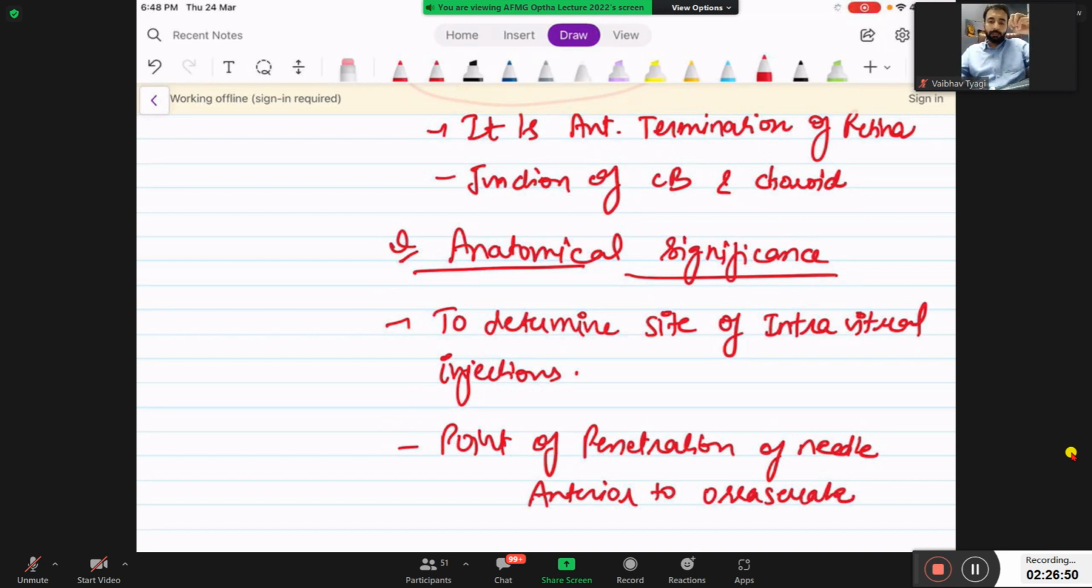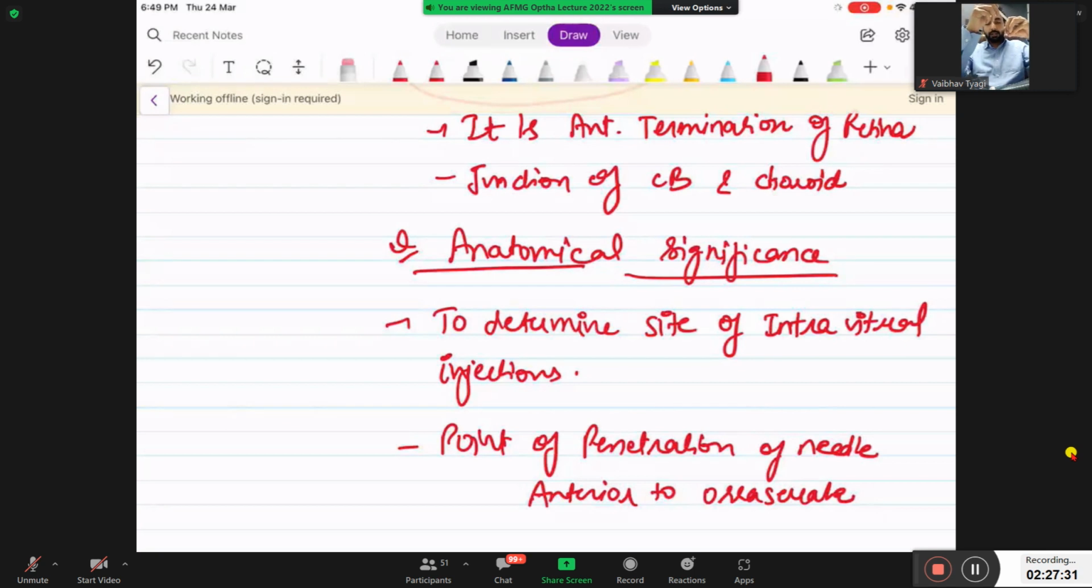Now in certain pathologies like diabetic retinopathy, hypertensive retinopathy, and some dreadful infections, we have to give antibiotic injections or anti-VEGF injections directly into the posterior segment of the eyeball, in the vitreous cavity. Now suppose this is our injection. So what is the location of the injection? This ora serrata helps to determine the site of injection. The point of penetration of the needle has to be always anterior to the ora serrata and never posterior to it. Why never posterior?